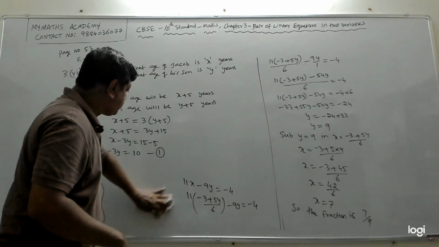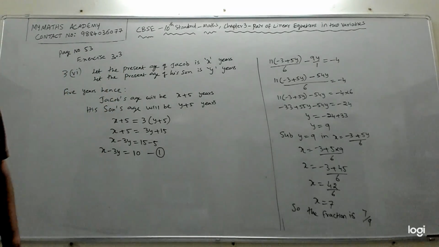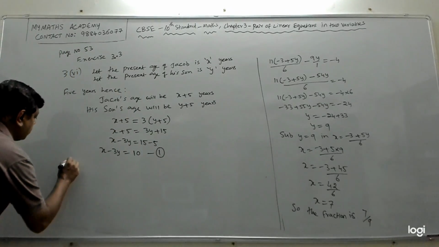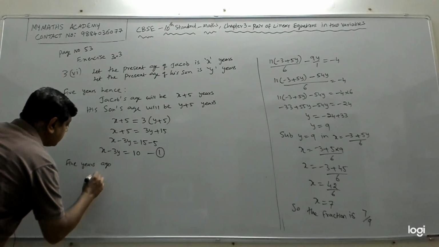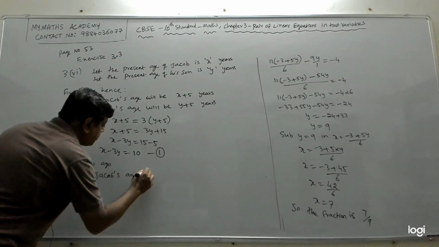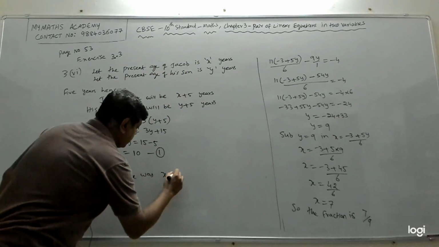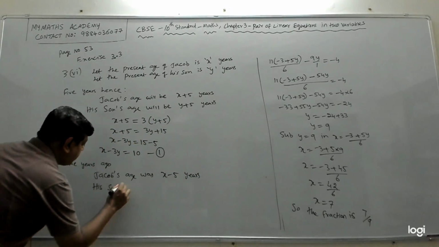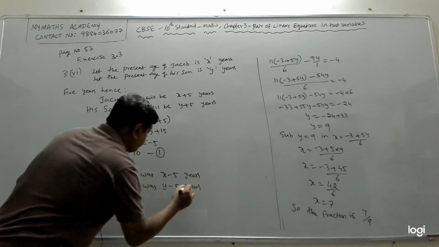Now let's read the second statement. The second statement is 5 years ago. 5 years ago means before 5 years. The moment they say 5 years ago, we should immediately write Jacob's age. Today Jacob is x; 5 years back he was x minus 5 years. And his son's age was y minus 5 years, because it is before 5 years.